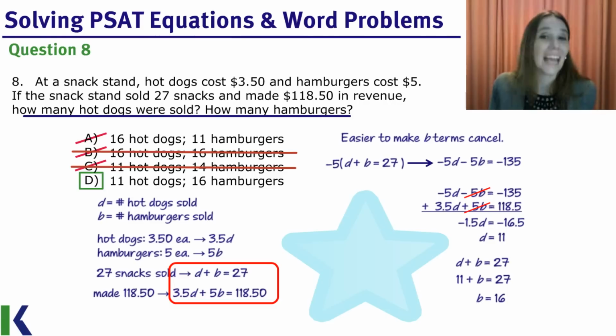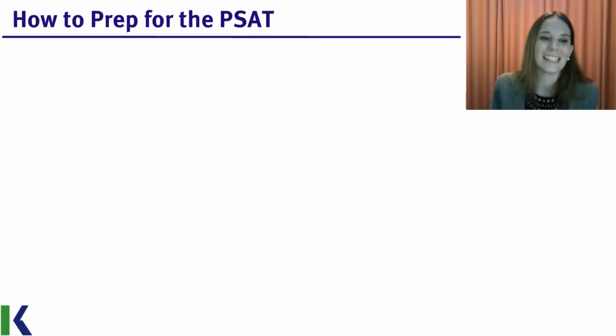We ran the whole gamut. We had some simple linear equations. We had some systems of equations. We looked at this in graphic form by taking note of the axes, and we also translated word problems into these two equations that we could simply solve.